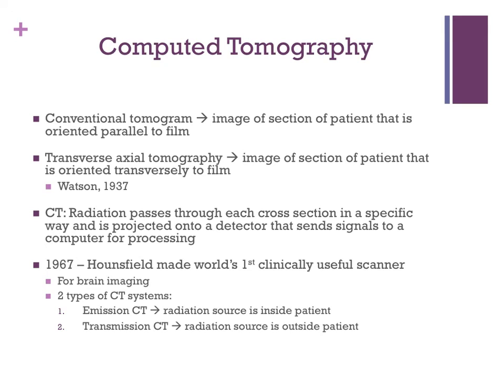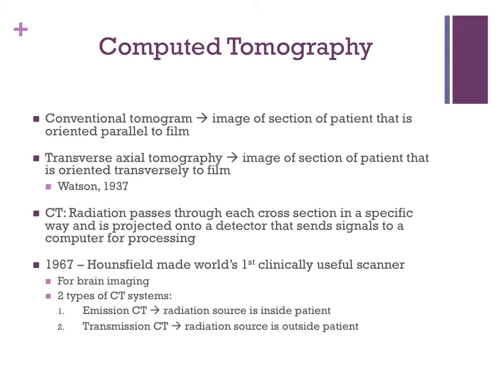A conventional tomogram is the image of a section of a patient that is oriented parallel to the film. Transverse axial tomography is an image of a section of a patient that is oriented transversely to the film. This was developed by Watson in 1937, but these images lacked enough detail and clarity to be useful in diagnostic radiology.